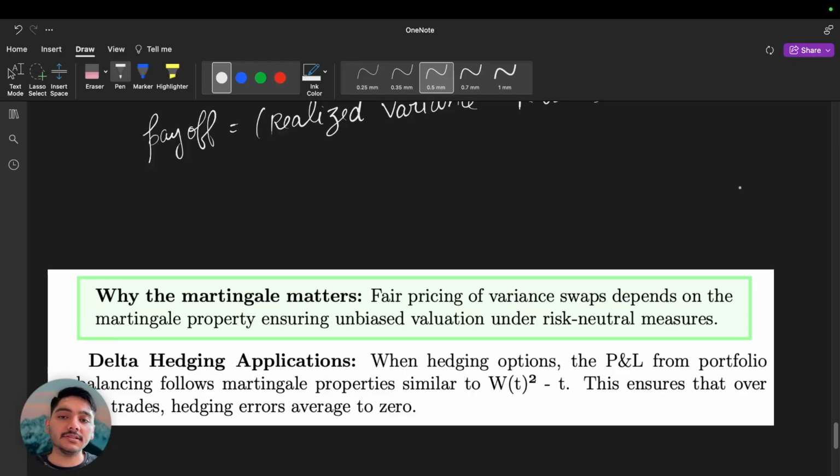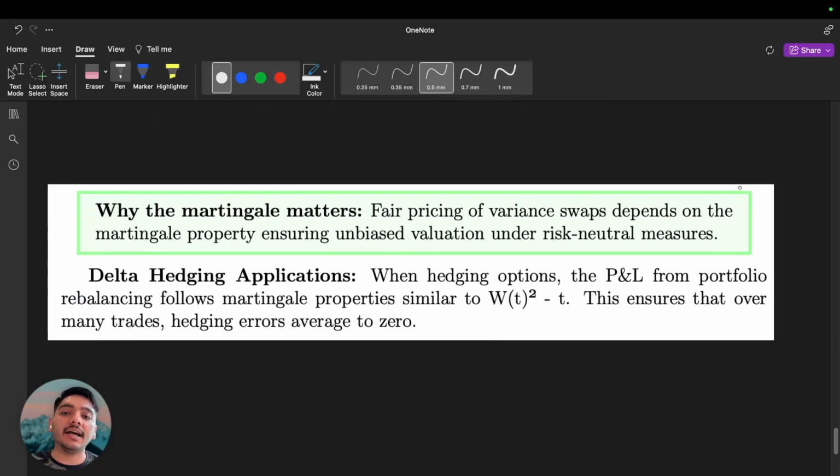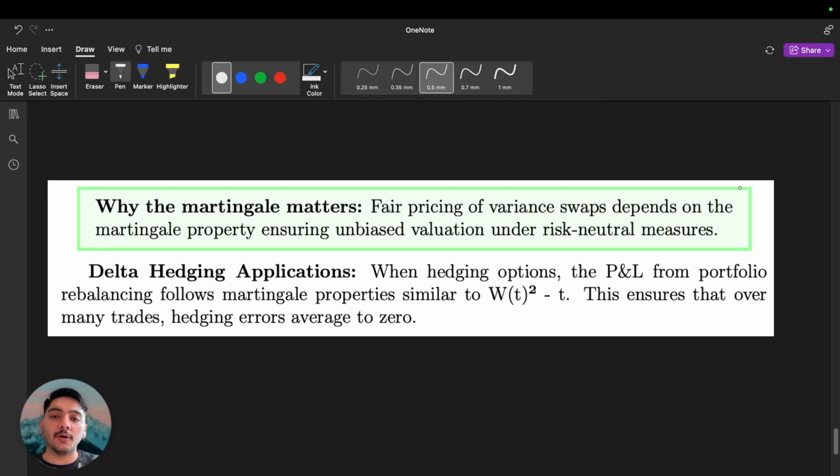Why does this Martingale matter? Fair pricing for variance swaps depends on the Martingale property, ensuring an unbiased valuation under risk-neutral measures. And for delta hedging applications, when hedging options, the P&L from portfolio rebalancing follows a Martingale property similar to W_t squared minus t. This ensures that over many trades, hedging errors average to zero. So let me talk about the critical model limitations.